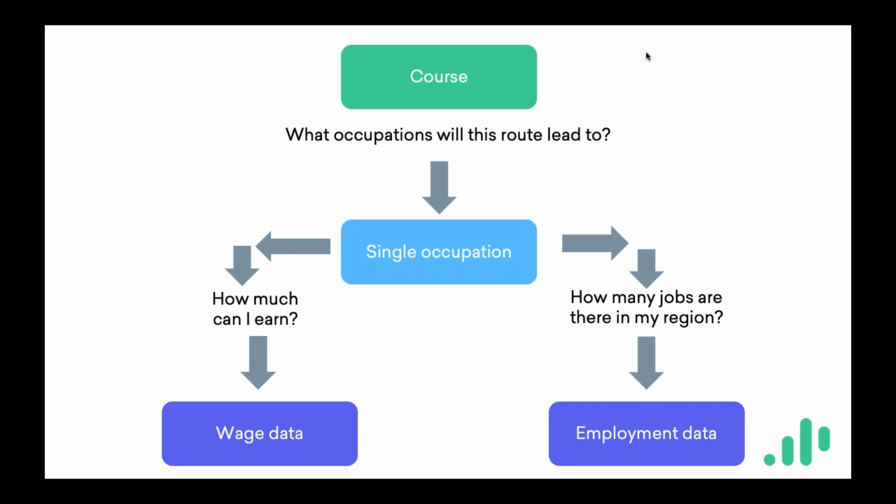We've developed a methodology that allows us to map all courses across the education sector to the list of occupations that they typically train for, meaning that a college can quickly and simply make that connection between the courses that they offer and the potential careers that they train for locally. So once we've done that link and asked the question, what occupations will this route lead to? We can then start to attach things like wage data and employment data to these single careers to help answer some key questions.